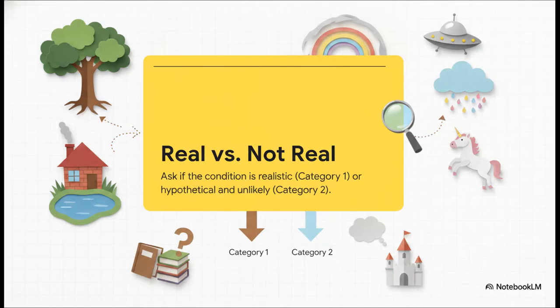So you might be wondering, how do you actually know which category to use in the moment? It all boils down to the ultimate gut check question, real versus not real. Just ask yourself, is this condition realistic? Could it actually happen? If yes, boom, category 1. But if it's hypothetical, highly unlikely, or just flat out not true right now, you're in category 2 territory. Are we talking about studying for a test tomorrow or finding a literal unicorn? Answering that one simple question determines your entire tense pairing.